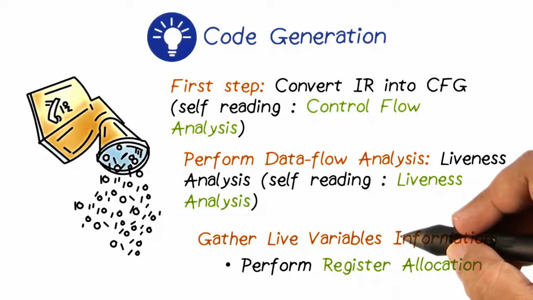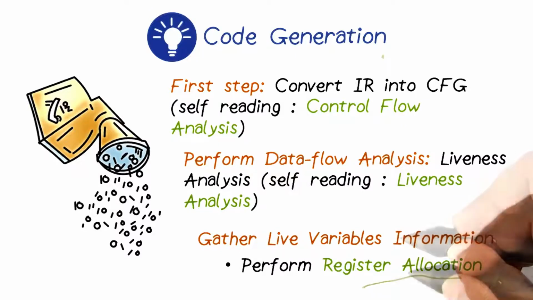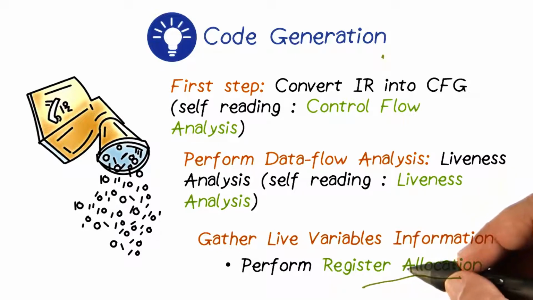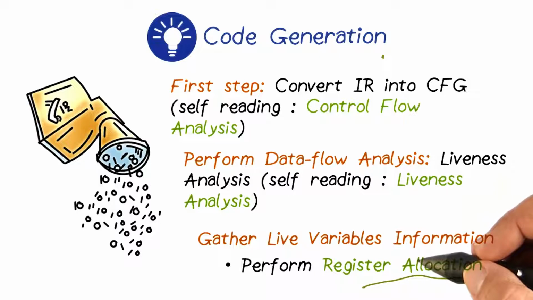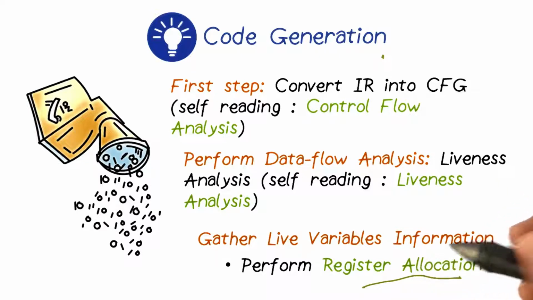So in other words, what you should be reading first is control flow analysis followed by liveness analysis in self-study lessons prior to this. And so with that knowledge, now let us focus on register allocation, which tells us which variables get the registers and which do not.